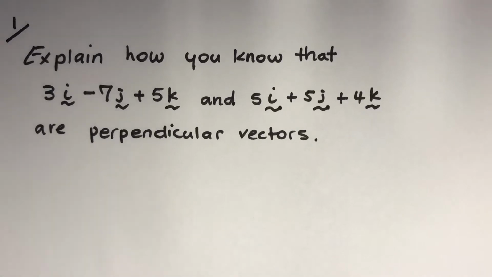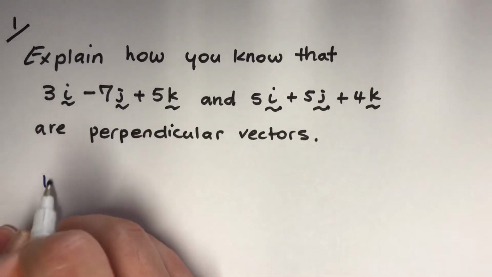Hi everyone, today's question is vectors. Now question 1, explain how you know that vector 3i minus 7j plus 5k and vector 5i plus 5j plus 4k are perpendicular vectors.